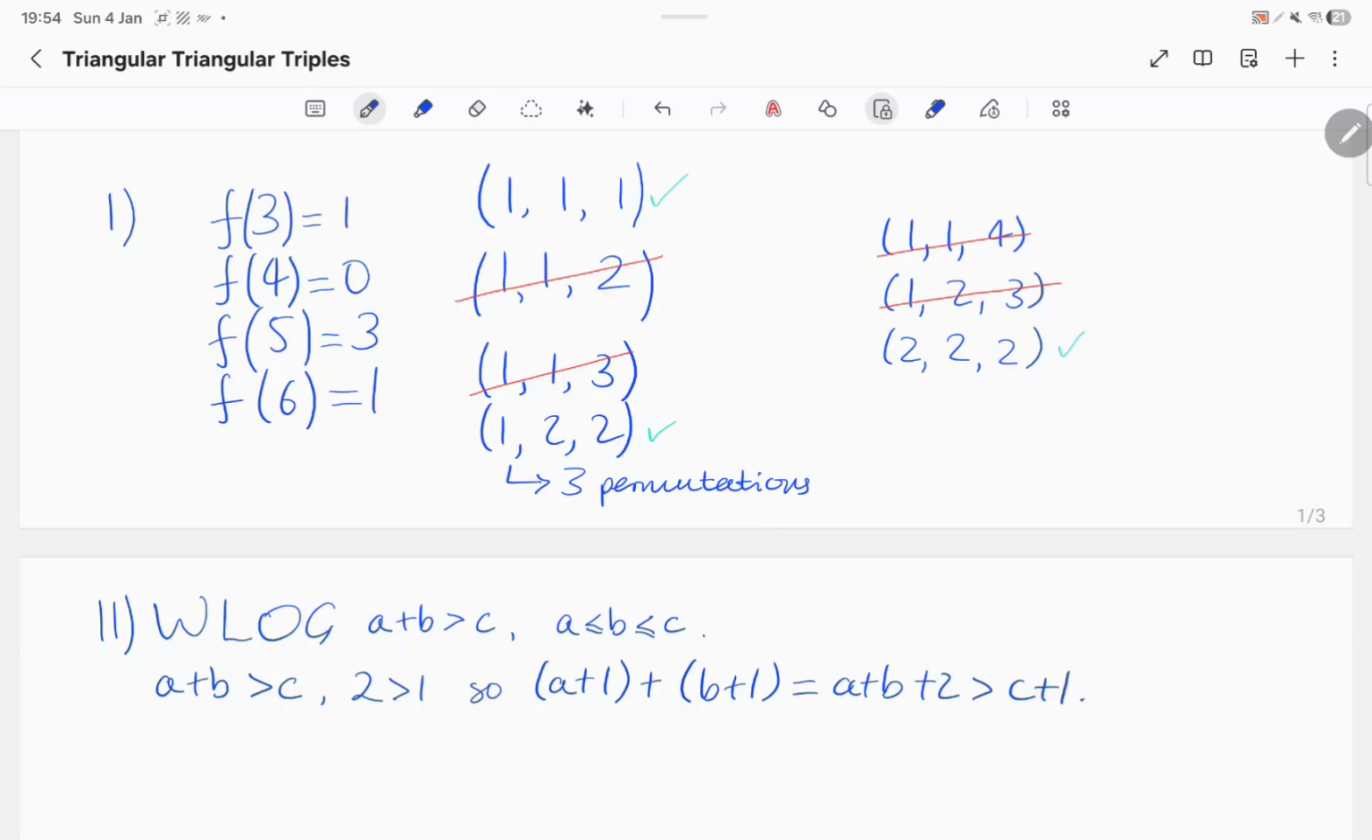Since we have a plus b is greater than c, and 2 is also greater than 1, we have that a plus 1 plus b plus 1 is equal to a plus b plus 2, and this is greater than c plus 1. Therefore, a plus 1, b plus 1, c plus 1 is also a triangular triple.